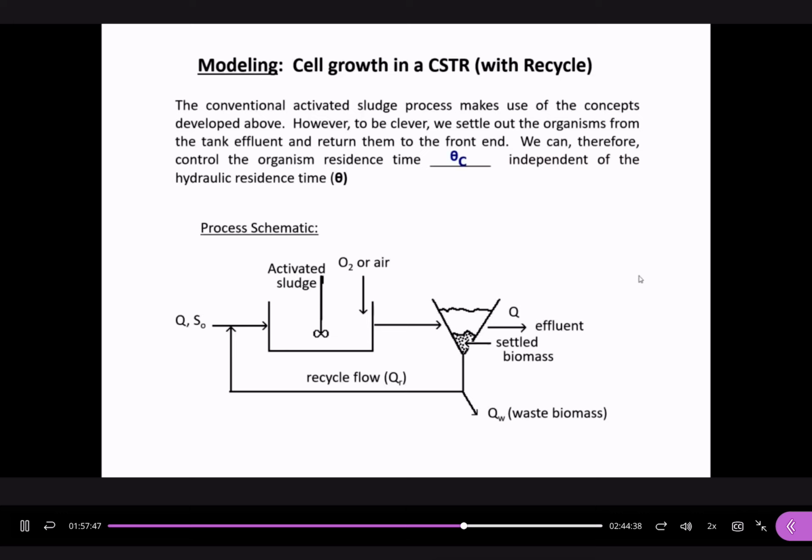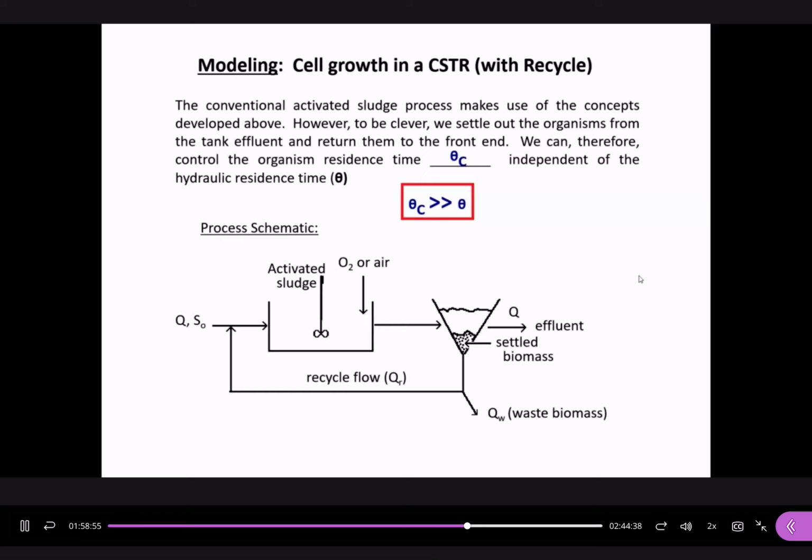Cell residence time is not hydraulic retention time, because we intentionally separate these two. We want theta C to be much larger than theta, because you want a high concentration of cells. Theta is always V divided by Q, the hydraulic retention time. Theta C is different. We will define how to calculate theta C at a later stage. So you should know theta C is not theta. Theta C is much larger than theta.